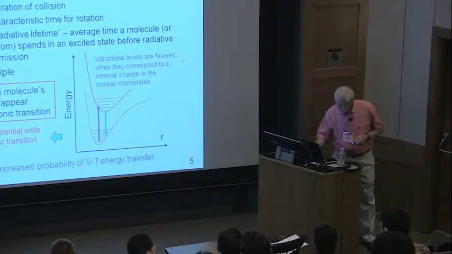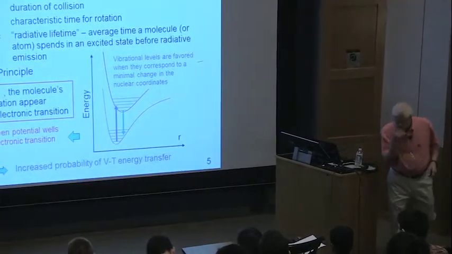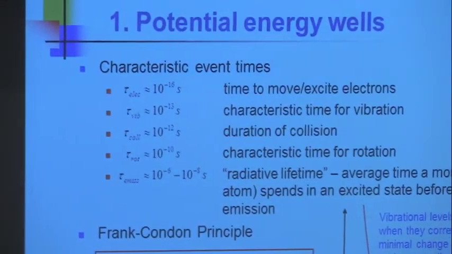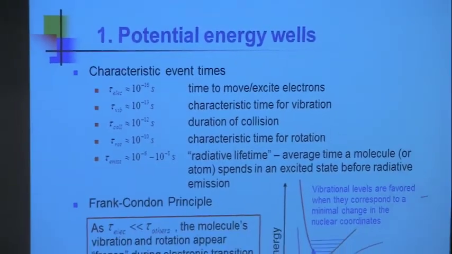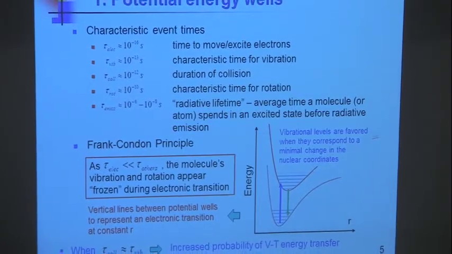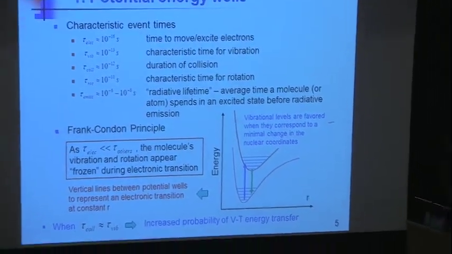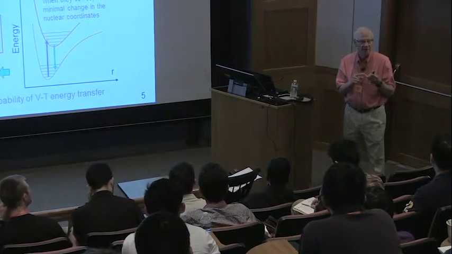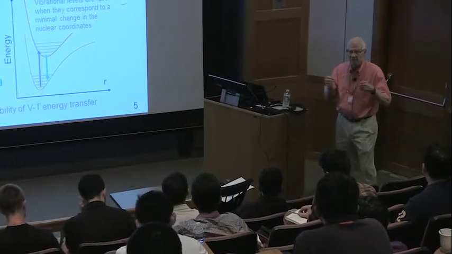Okay, another point. Collision time is of the order of 10 to the minus 12 seconds. It's pretty close to the vibrational time. So it turns out that if you want to have a transition in V associated with a collision, so how does a molecule change V? It has to have a collision, or it has to absorb light.